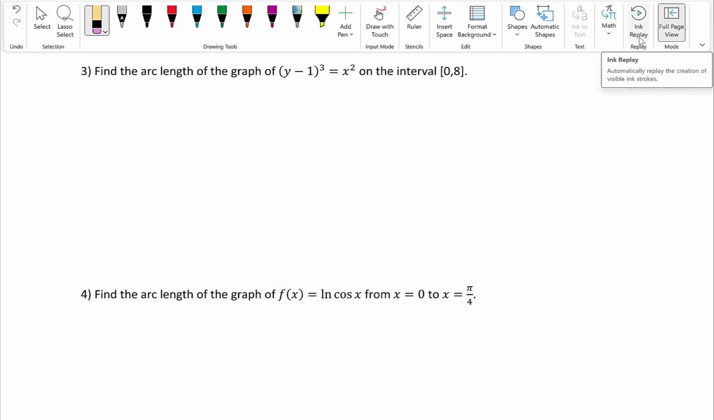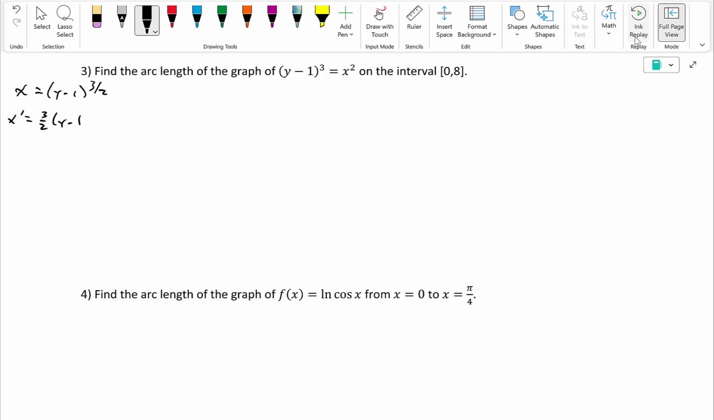But all we need to do is take a square root to solve for x. So x would be equal to y minus 1 to the 3/2. And then our x prime, our derivative, would be 3/2 times the quantity y minus 1 to the 1/2. And chain rule would just bring in a 1 from the coefficient of the y there, so nothing else to write. We do also want to make sure our bounds are in terms of y if we're doing everything with respect to y. 0 to 8 is an interval for x.